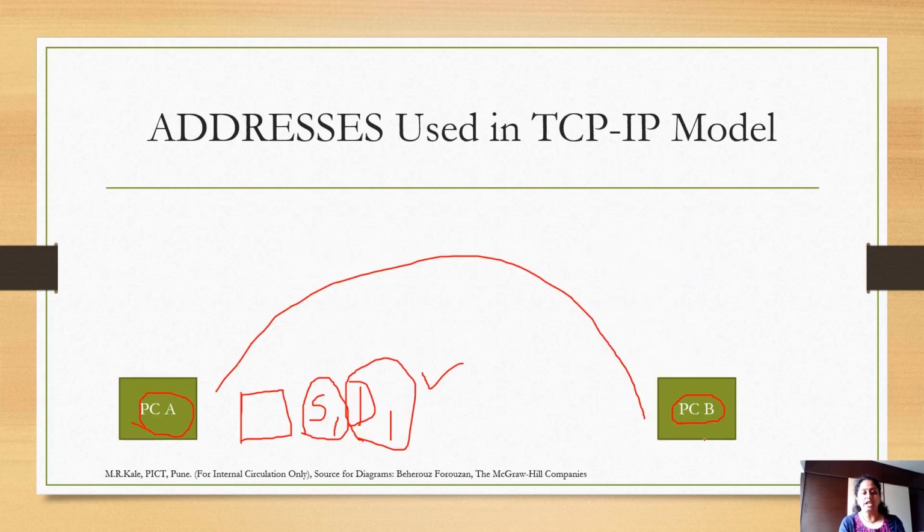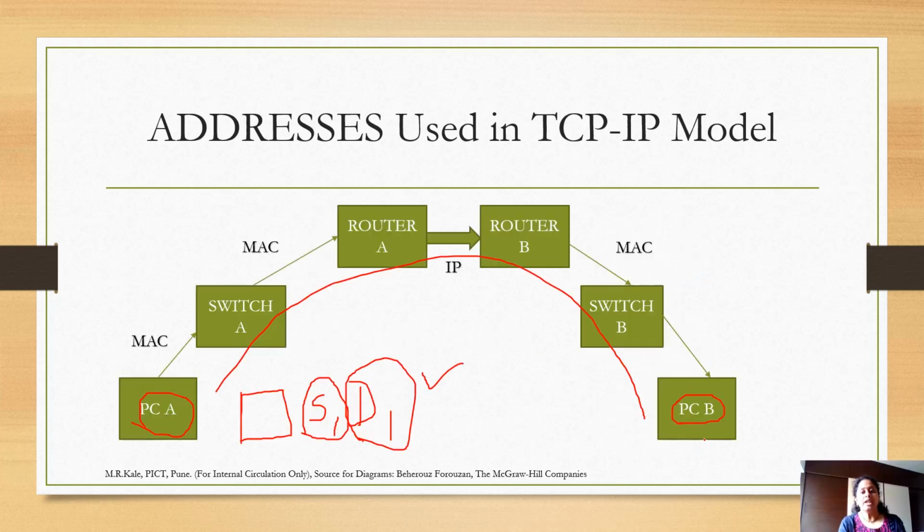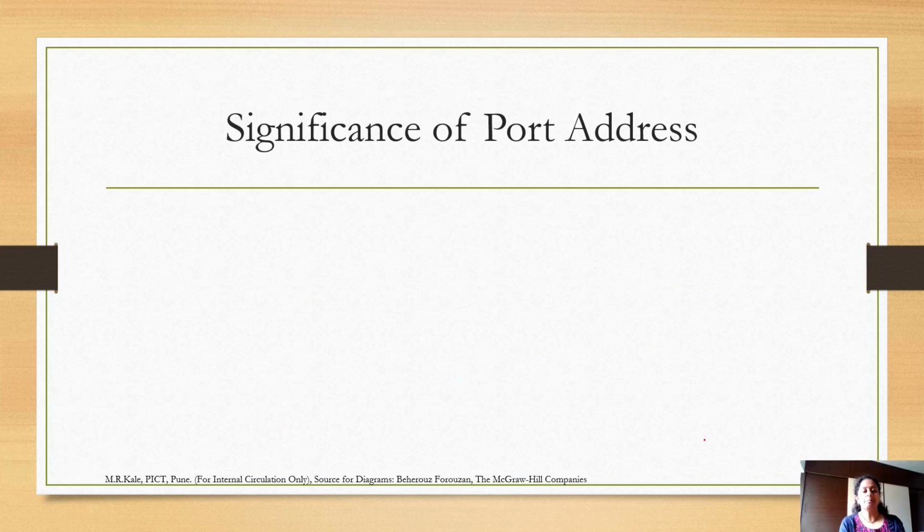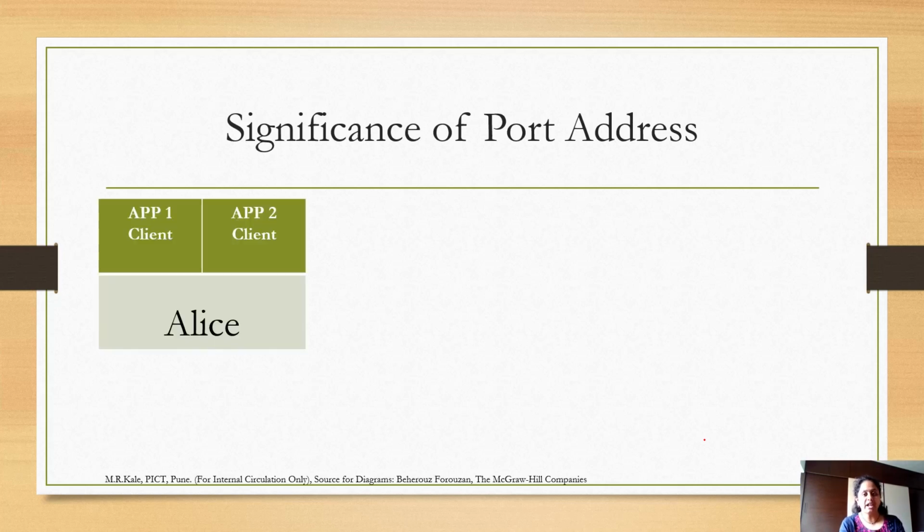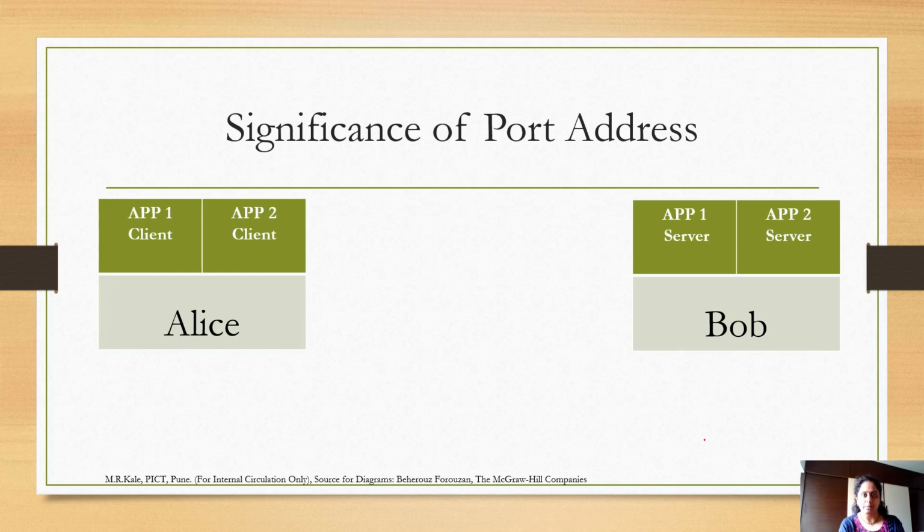Now let us proceed with the next concept of port addresses. We have also discussed that there are multiple processes running on the machines. So we will take an example of Alice and Bob. Alice is a sender, Bob is a receiver. As you can see, Alice is running two client programs.